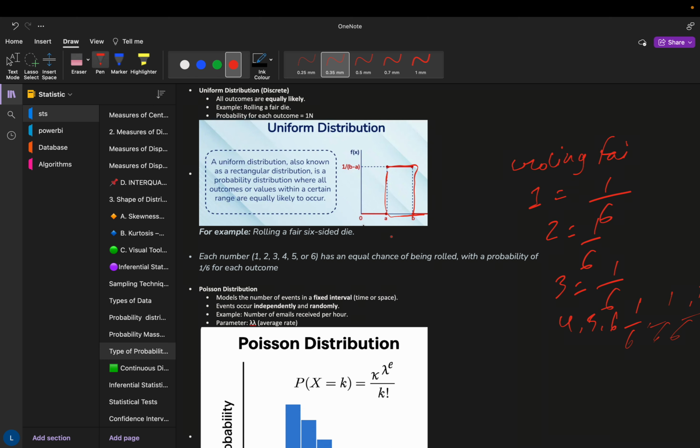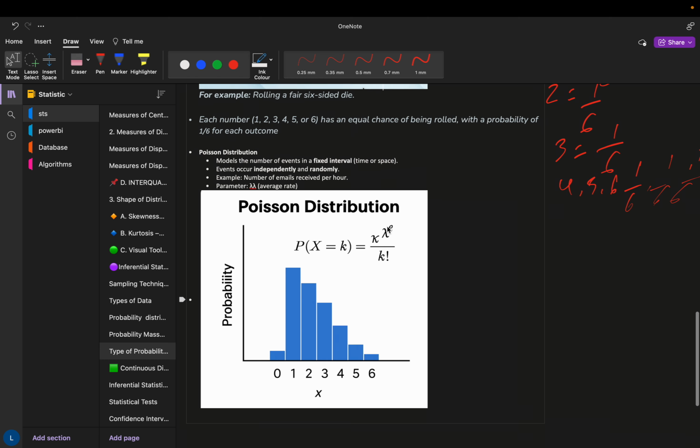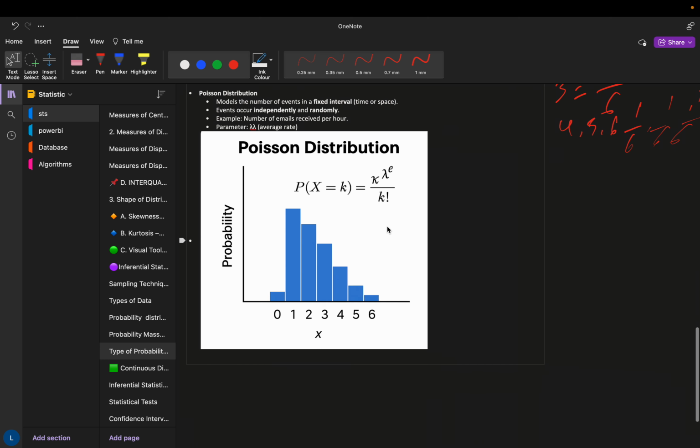So it will normally make a rectangular type of distribution. All right. Similarly, now moving to the next type of distribution that we have here, the Poisson distribution. Means here we normally model the number of events in a fixed time interval. For example, we want the number of emails received per hour, number of tasks completed in 5 hours. Okay, whenever we are provided with the time interval, we normally use a Poisson distribution. All right.